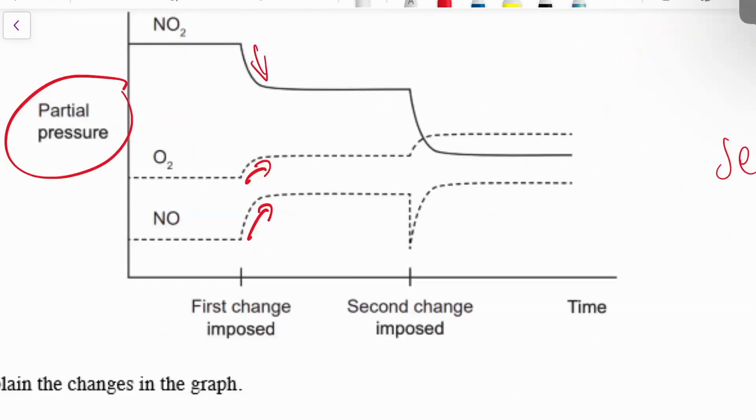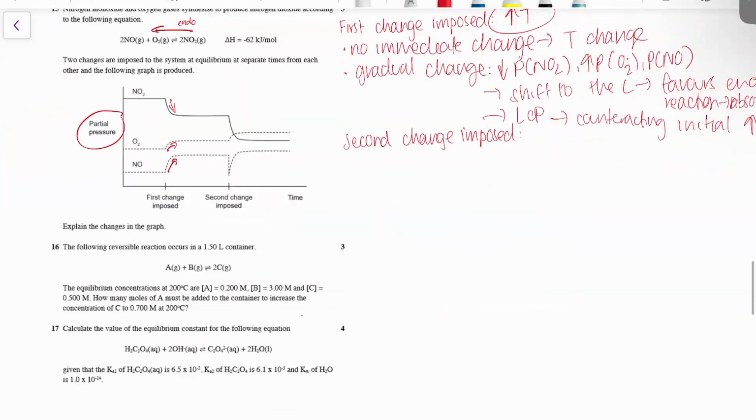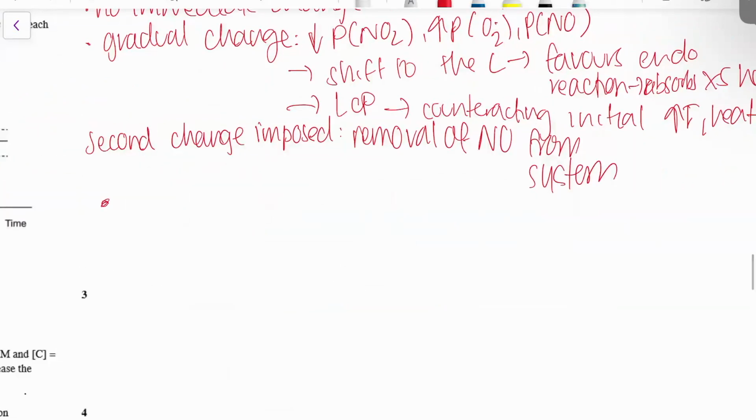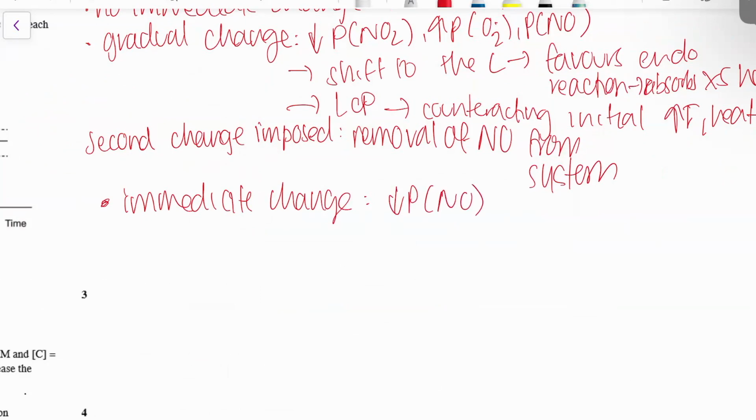You told me it's a decrease in the pressure of NO. Pressure is directly proportional to moles and concentration. So if NO is exerting less pressure, there must just be less NO in the system. So there's been a removal of NO from the system, and we know this because the immediate change is a decrease in the pressure of NO.